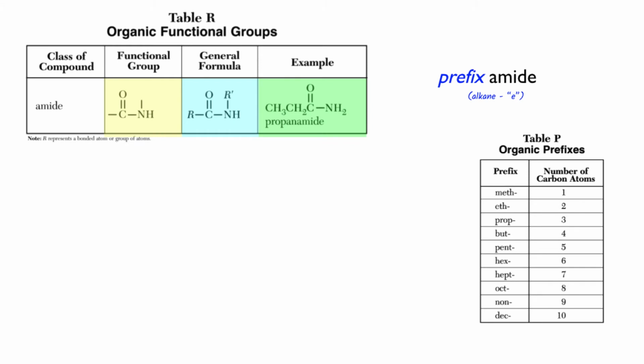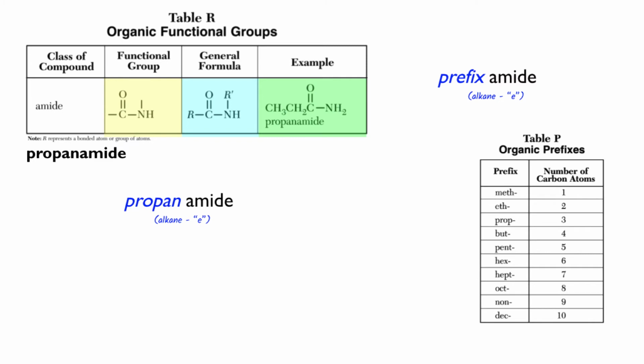Let's look at an example naming an amide that's in Table R, propanamide. You'll hear people pronouncing organic molecules different ways. Propanamide. Remember, the only thing we really care about after we see the amide at the end is that it's telling us that we have an amide group.